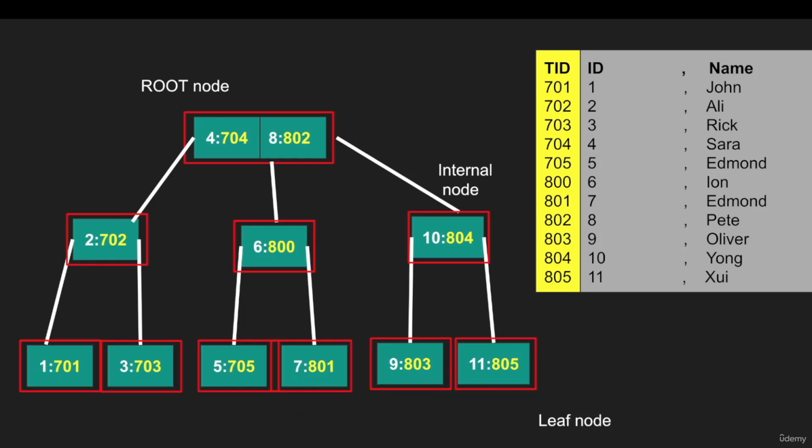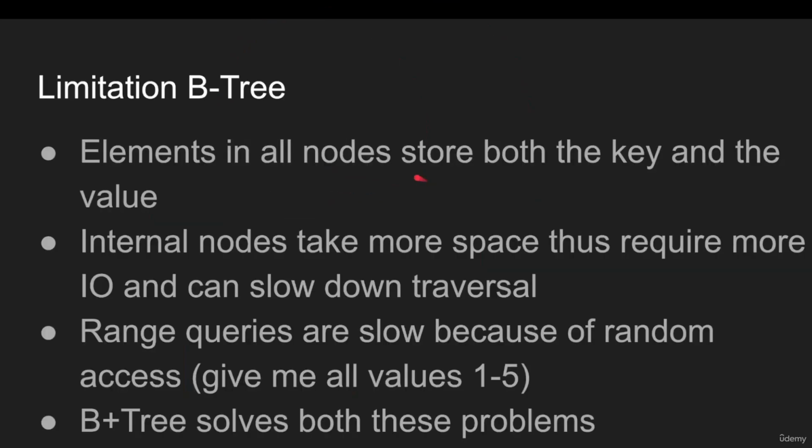And when they are stored, they take more space. More space means I can fit fewer elements in a page or in a node. And if I fit fewer elements, that means I need to read more, because I need more nodes. More nodes mean more pages. More pages means more I/O. More I/O means slow. So that's the trick here. Elements in all nodes store both key and value, so they take more space, thus require more I/O and can slow down the traversal.